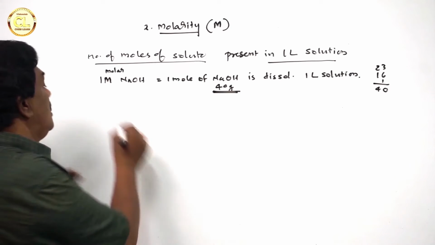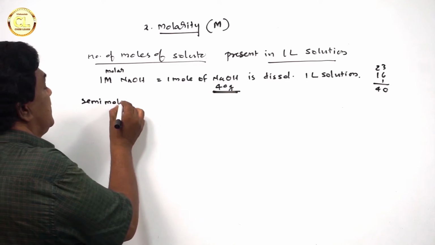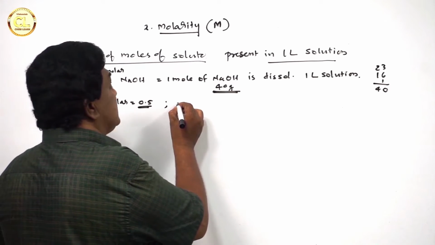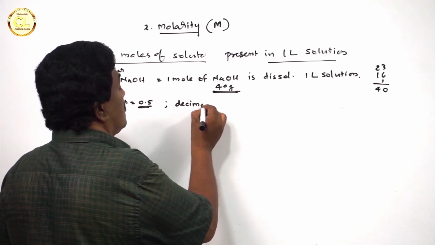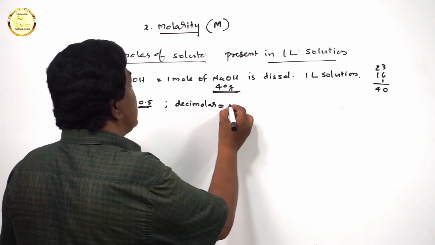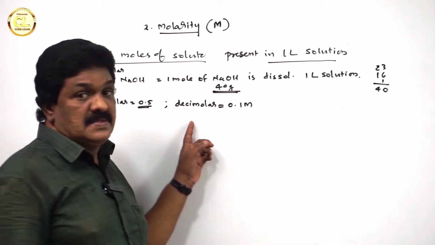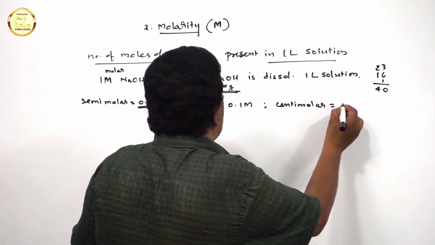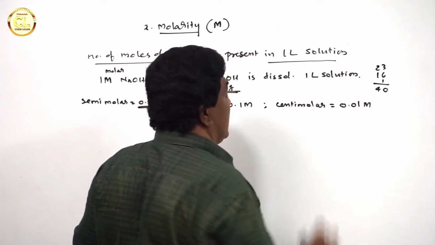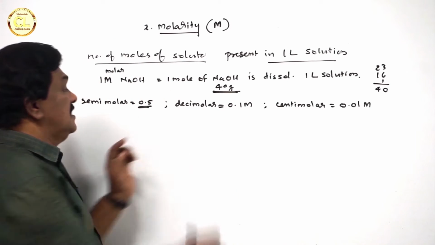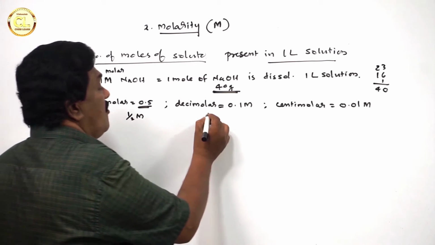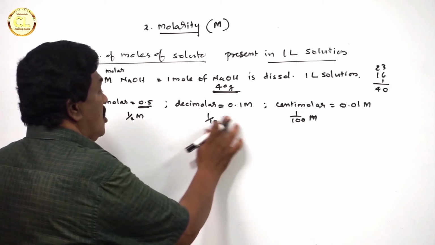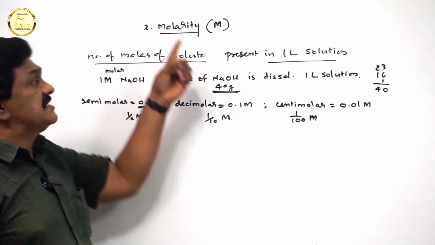It is 1 molar. Now, what is semimolar? Semimolar means 0.5 molar, half. What is decimolar? Decimolar means 0.1 molar. And what is centimolar? Centimolar is 0.01 molar, that is 1 by 100 molar. This is 1 by 10 molar, this is 1 by 2 molar. 1 by 2 molar, 1 by 10 molar and 1 by 100 molar, all with capital M. This is what is called molarity.